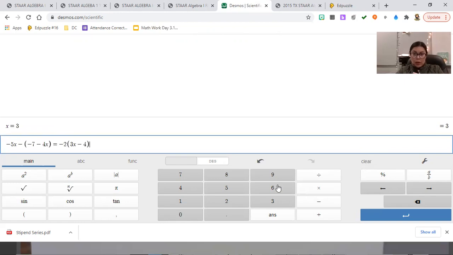So here's the whole equation. Now I'm going to put only what goes in front. So it equals 4. Now let's see if both sides are equal to each other. And they're not. So that's not the correct answer either.